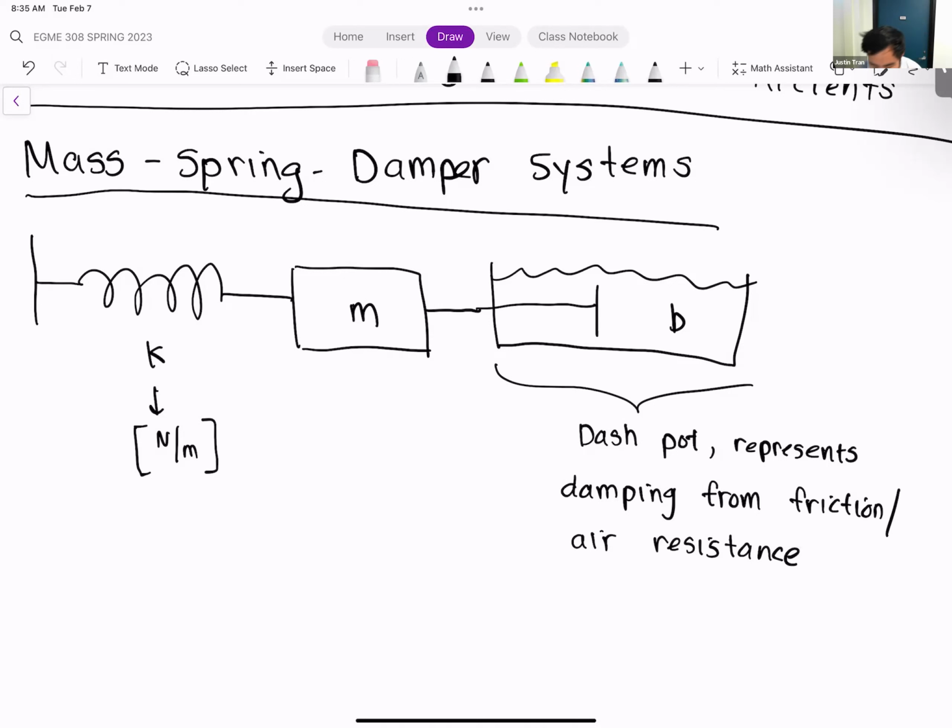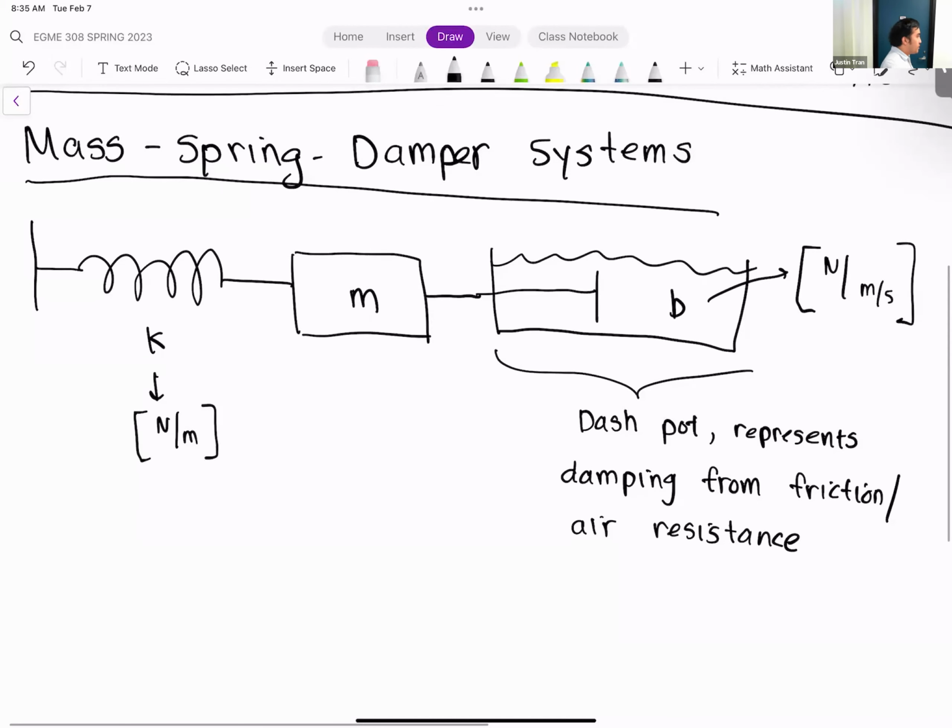And this damping constant B, its units are oftentimes a force, Newton, over velocity. So Newton per meter per second. All right, so that's our mass spring damper system. So that's physically what each of the terms mean. This is the simplest form, but you'll see that we can apply this to a lot of systems.